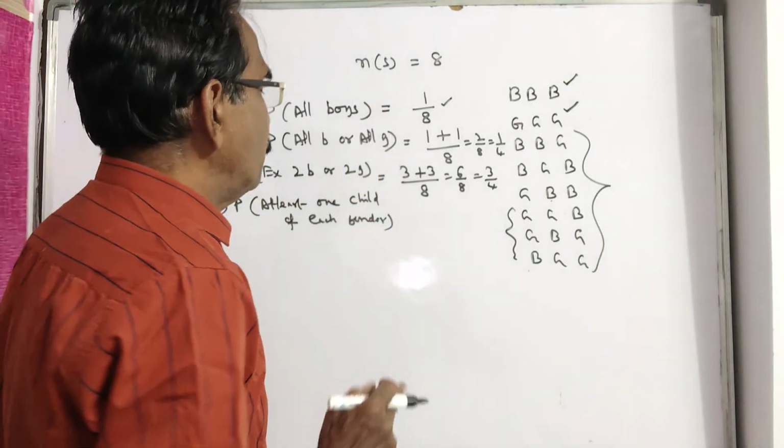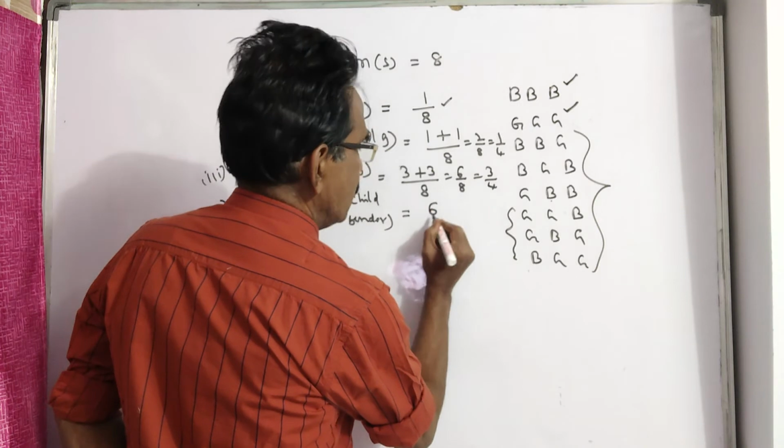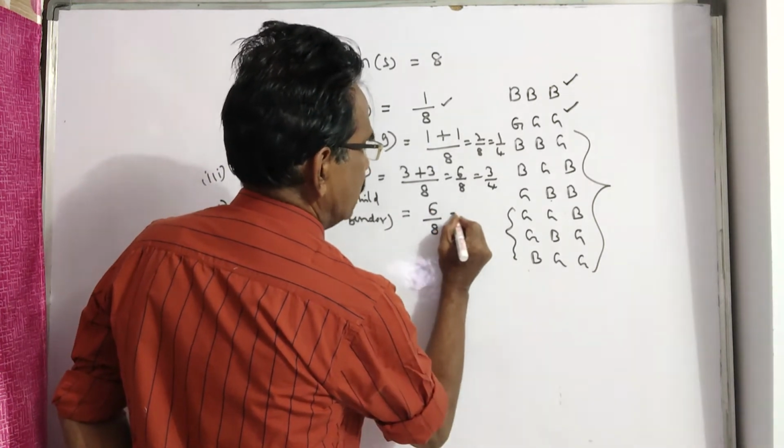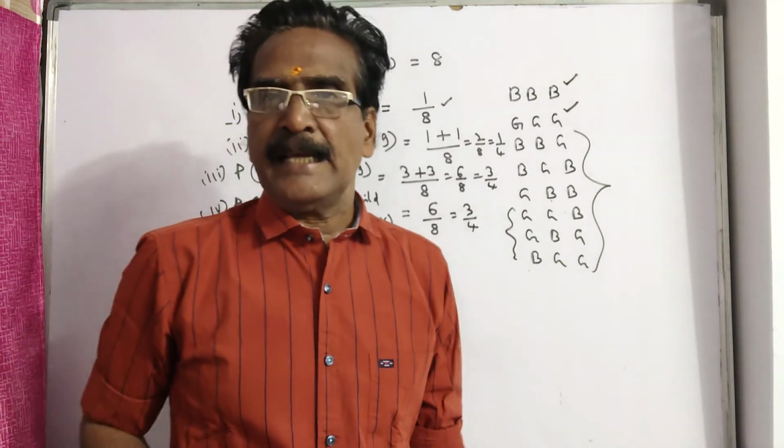So your favorable outcomes is 6, total number of outcomes 8, 2 3s are 6, 2 4s are 8. So 3 by 4 is the required probability.